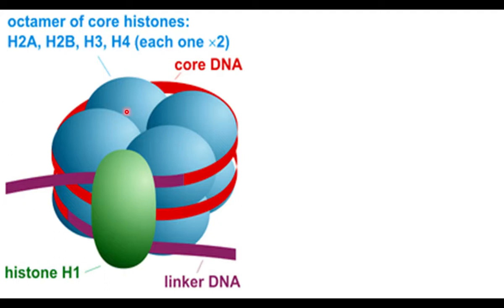Central histone octamer, 8 histone molecules. The 8 histone molecules are wrapped by 2 coils of DNA, one coil and second coil. This structure is called nucleosome. This is histone 1. Histone 1 is not a part of nucleosome. The role of histone 1 we will discuss later.